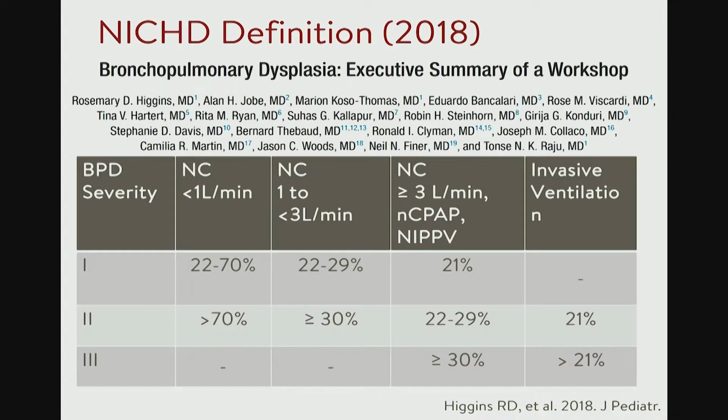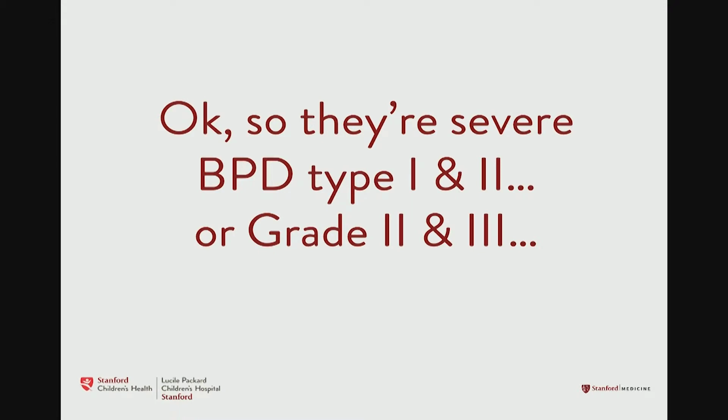Another group, the National Institute of Child Health and Human Development in 2018, had a workshop again focused on a similar way to separate out BPD severity, here by 3 grades, you'll see on the left, grades 1, 2, and 3, again by focusing on amount of respiratory support and also percent of oxygen. Applying this to our cases, our case 1 infant would meet grade 2 BPD severity. Our case 2 infant would meet grade 3 BPD severity. Okay, so they're severe BPD type 1 and 2 or grade 2 and 3.